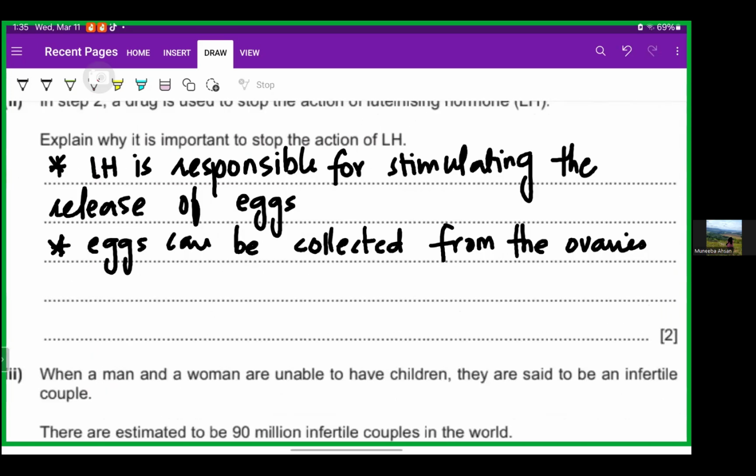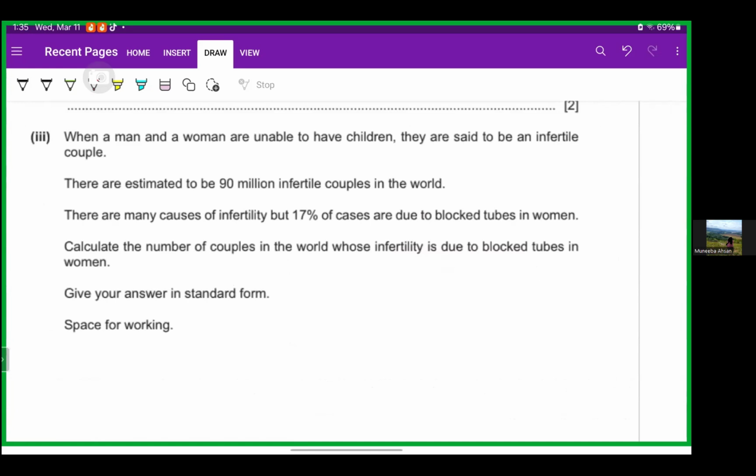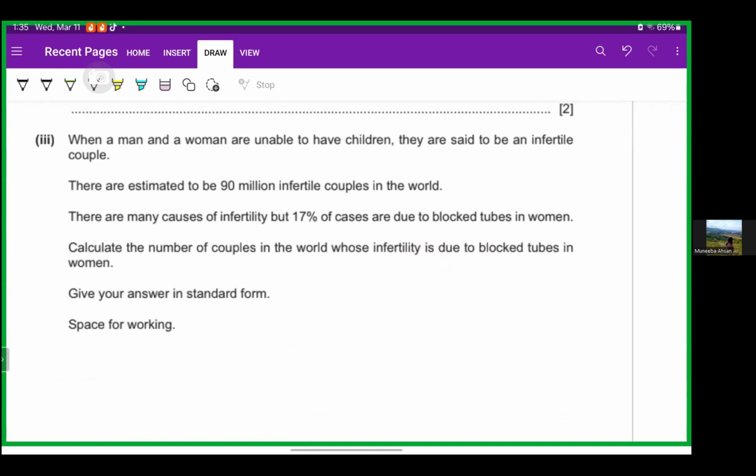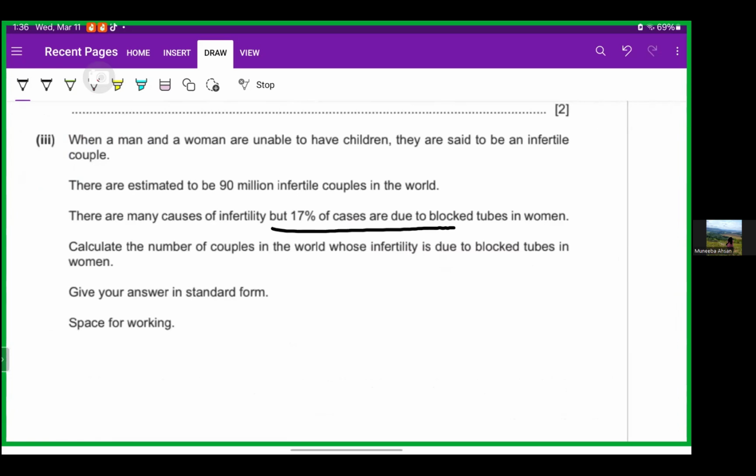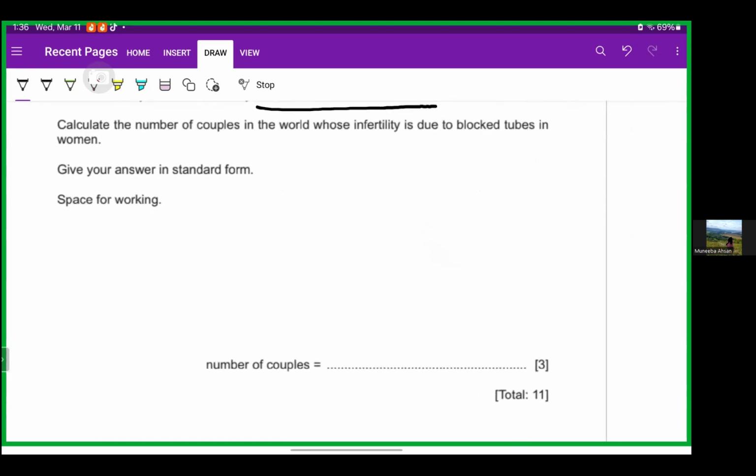Okay, moving on to the next part. When a man and a woman are unable to have children, they are said to be an infertile couple. They are estimated to be 90 million infertile couples in the world. There are many causes of infertility, but 17% of the cases are due to blocked tubes in the women. Calculate the number of couples in the world whose infertility is due to blocked tubes in the women. Give your answer in standard form.